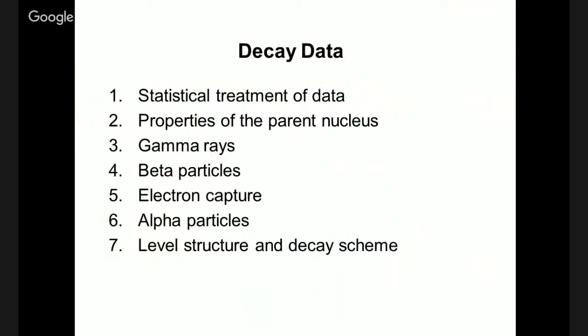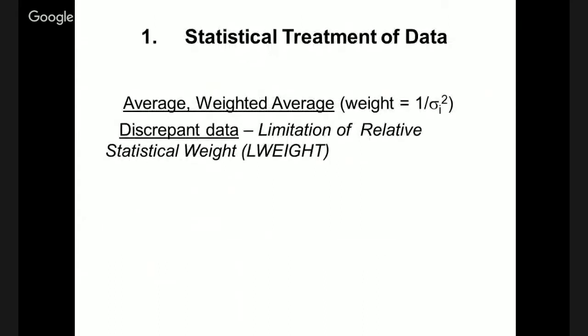We interpret these data and treat them statistically. Statistical treatment of data. We're going to see properties of the parent nucleus. We evaluate that and store it in the file. The same with gamma rays, beta particles, electron capture, alpha particles, level structure, and decay scheme.